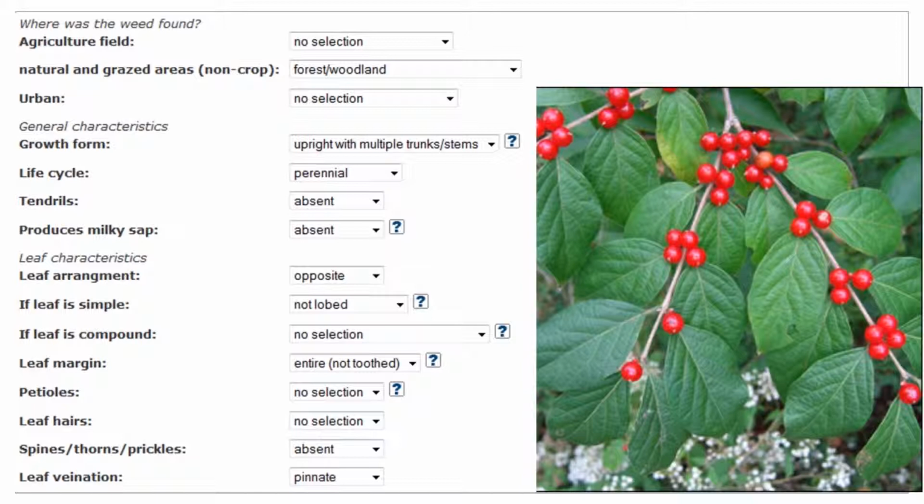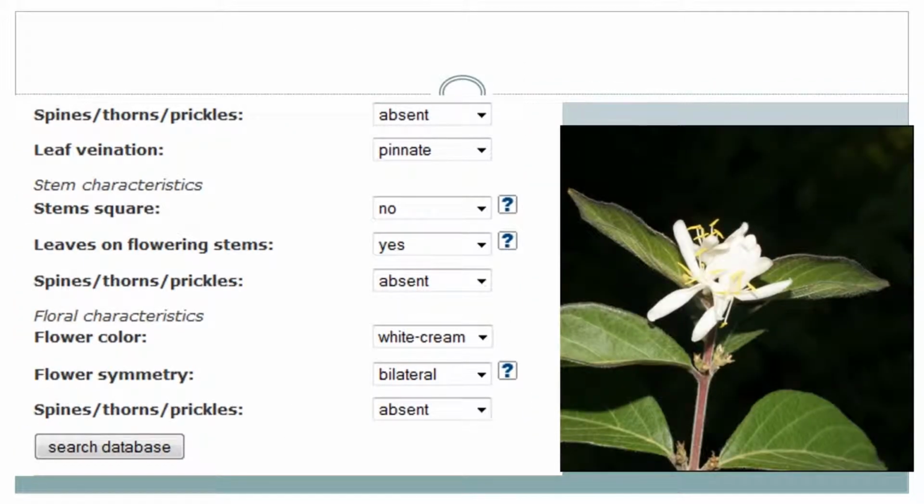You can see that I have selected the upright with multiple trunks and stems category for growth form. Other than that, this is very similar to the first set of questions that we saw. The second half of the questionnaire is exactly the same as it was for the broadleaf category. Probably the most challenging question on this slide is that of flower symmetry. It will always be easier to answer this question if you have a physical sample of the plant in front of you. In this case, our plant has bilateral symmetry.